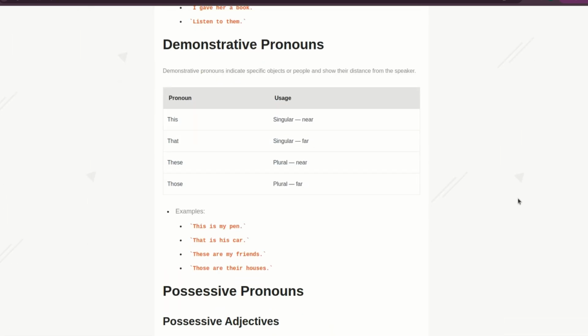Next are demonstrative pronouns. They show which object we are talking about and how far it is from the speaker. This, that, these, those. This is used for one thing near you. That is used for one thing far away. These are for many things near you. Those are for many things far away. This is my pen. That is his car. These are my friends. Those are their houses.